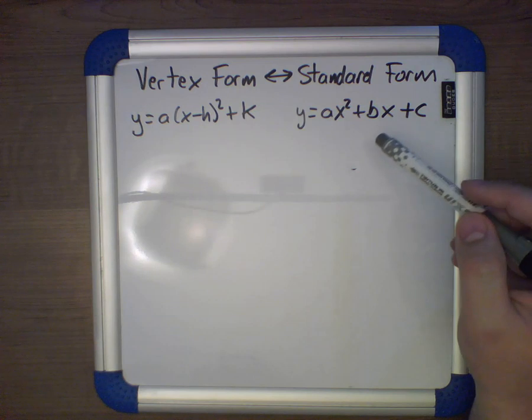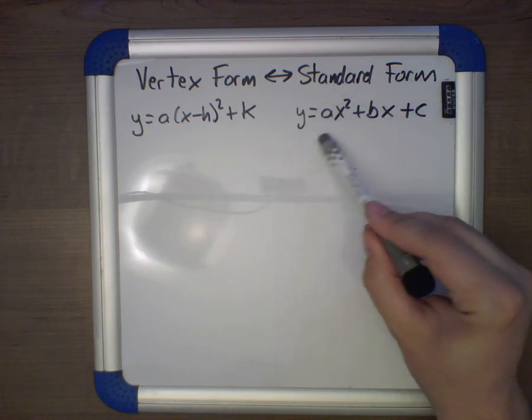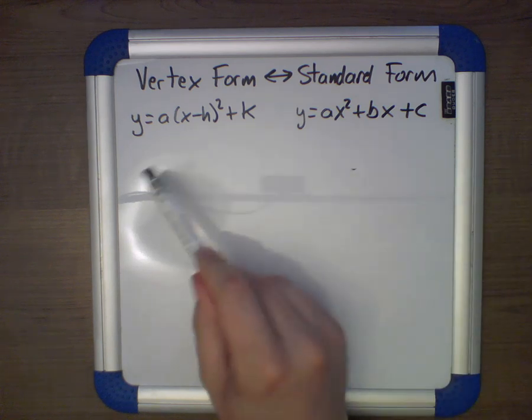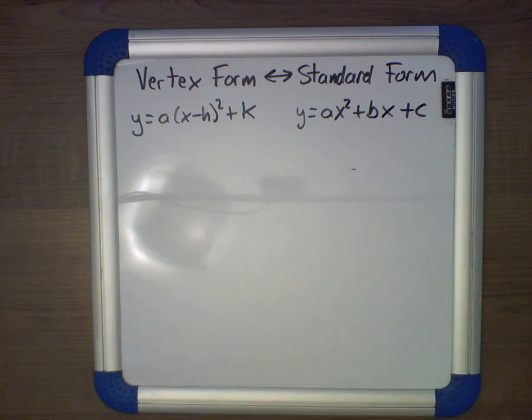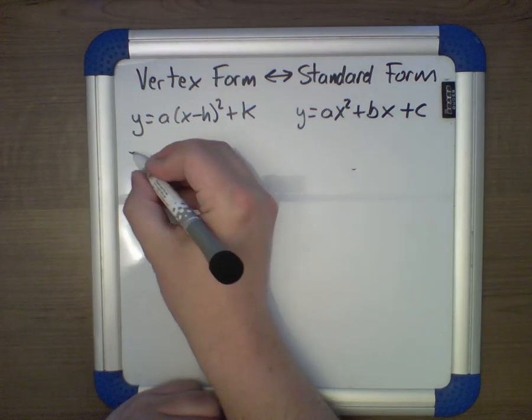But there's another way of expressing quadratic equations, and that's called standard form, where we have y equals ax squared plus bx plus c. And in this video, we're going to talk about how do I convert from this form to this form, and we're going to do that just by taking an example and describing the process as we go. So let's take a look at our example.